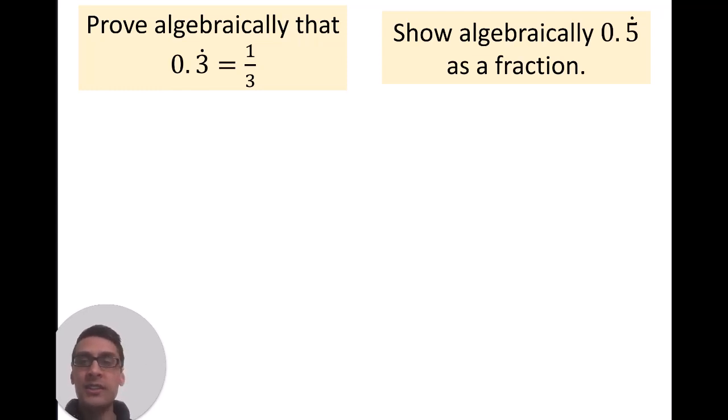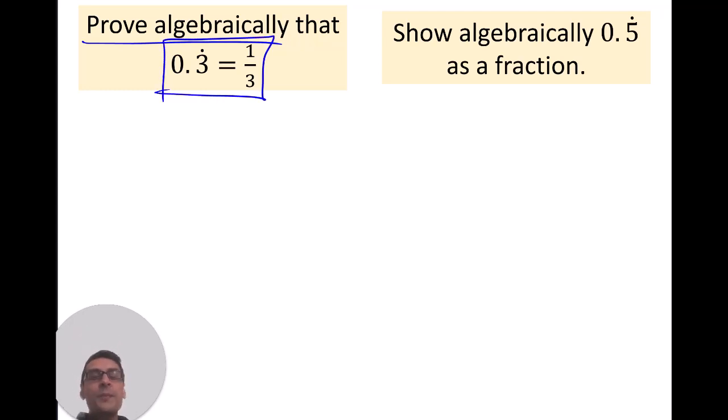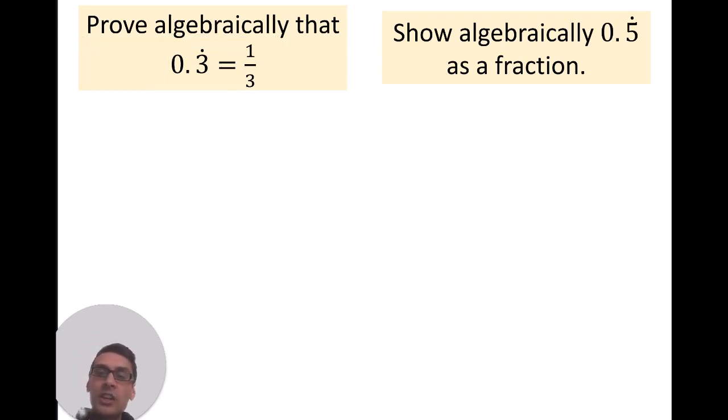Number one, you'll notice that it's asking you to prove something algebraically, and that's typically the method we're going to use for this. And number two, it actually tells you what the conversion is. So it's not just saying convert 0.3 recurring into a fraction, it's asking you to show what it is. So you actually have the answer of the conversion given to you. You just need to show how we get from one to the other.